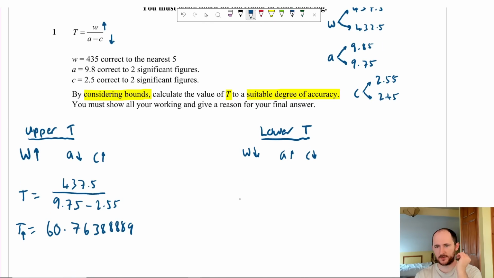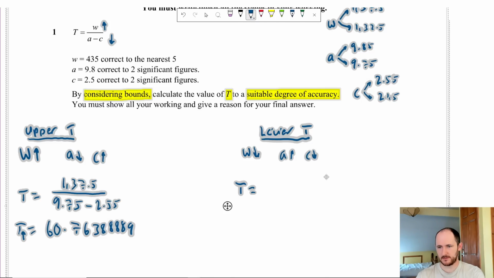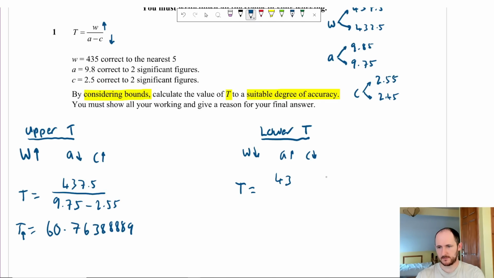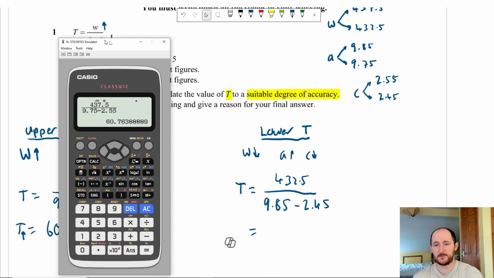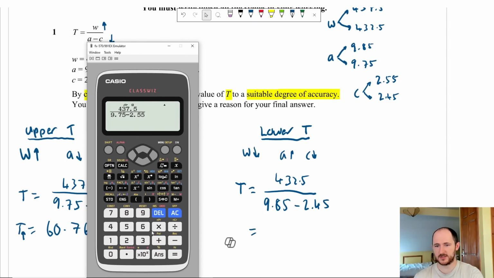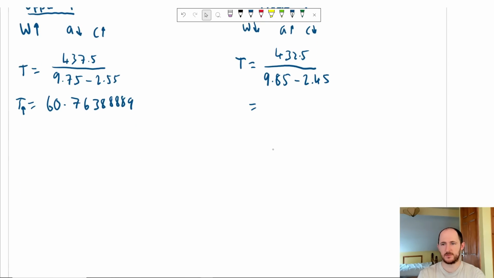And let's write it out. So we have T equals the lower value of W is 432.5, upper value of A, 9.85, 2.45, the lower value of C. So instead of pressing on and getting rid of this, if I just go through, I can actually just edit the numbers. Saves me a little bit of time. I get 58.4 for the lower value of T.